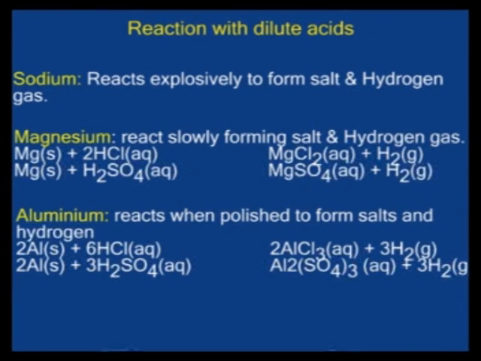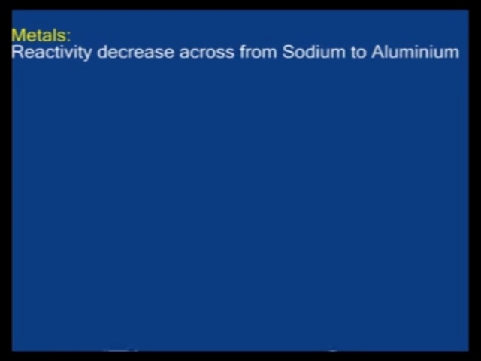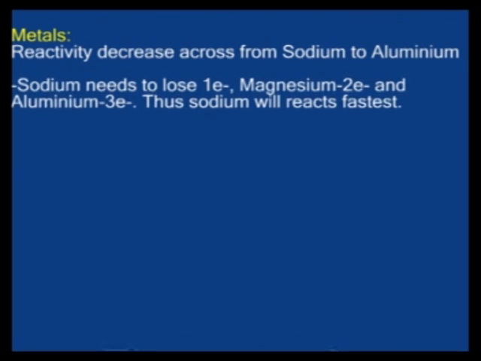So, how can one explain the reactivity across this period? For metals, the reactivity decreases from sodium to aluminium. Now, several things can contribute to this. 1. Sodium needs to lose only 1 electron to react. Magnesium needs to lose 2 and aluminium needs to lose 3. Therefore, sodium will react fastest as it has only 1 electron to lose, as opposed to aluminium, which loses all 3.